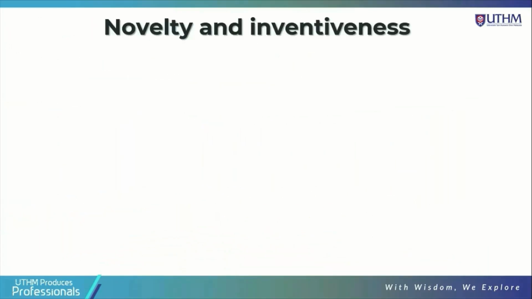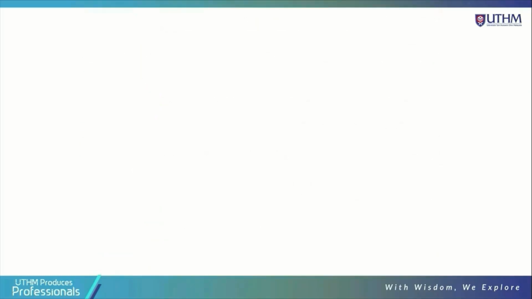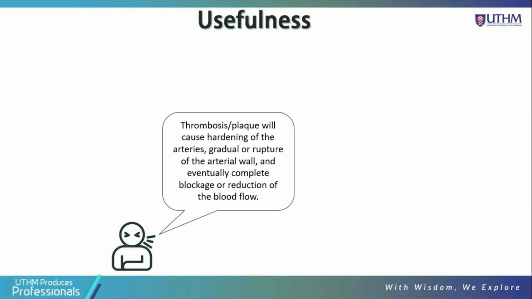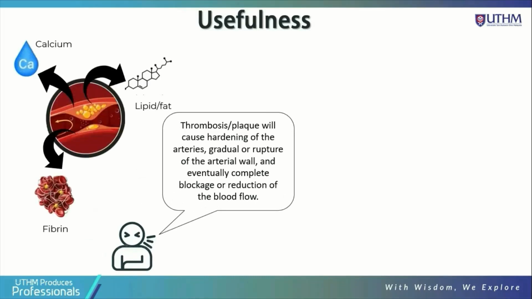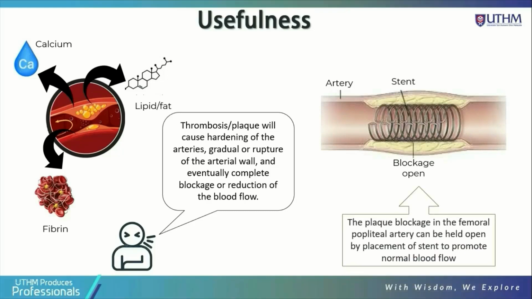The novelty and inventiveness of this product is that it manages to establish the best hemodynamic stent performance, and the flow is aligned with the flow direction and can reduce the growth of thrombosis. Thrombosis may cause hardening of the arteries, gradual rupture of the arterial wall, and eventually complete blockage or a reduction of the blood flow. Therefore, the usefulness of this product is that the artery can be held open by placement of the stent to promote normal blood flow.